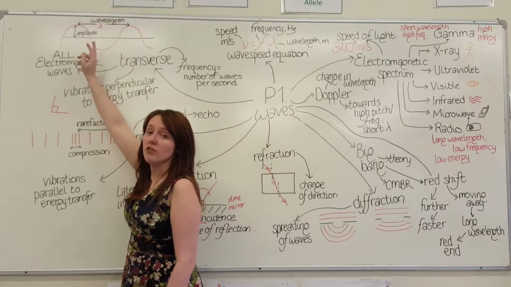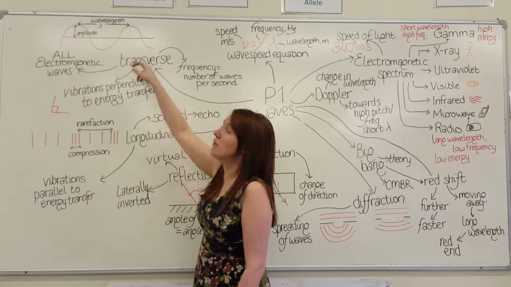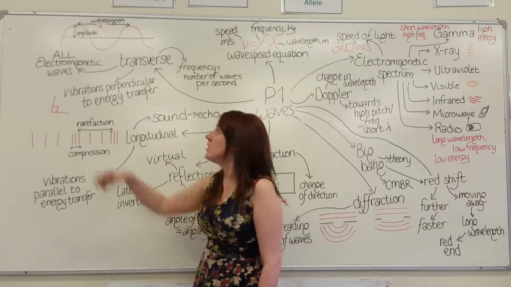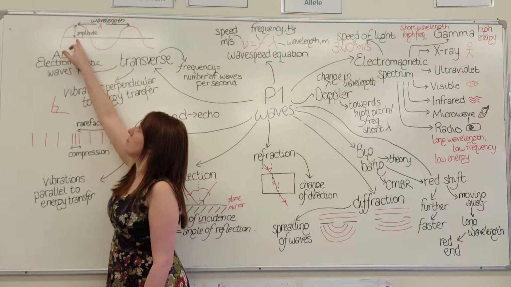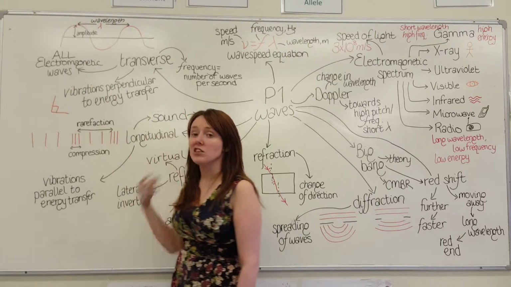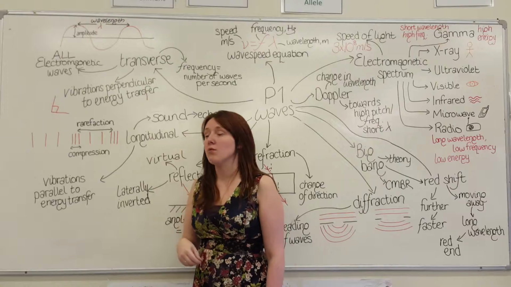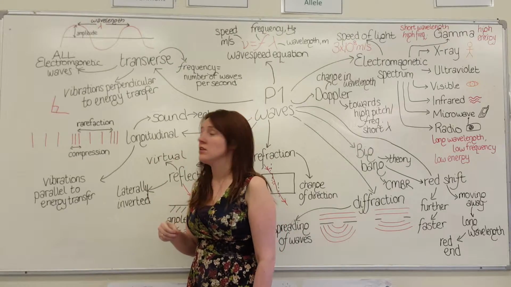The distance from one peak to the next peak, or one trough to the next trough, is called the wavelength. The distance from the baseline to the peak, or the baseline to the trough, is called the amplitude. All electromagnetic waves are transverse.